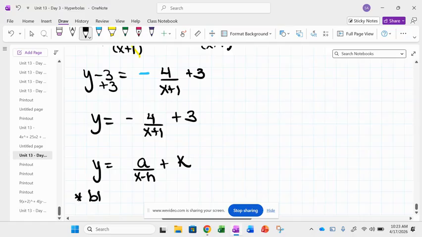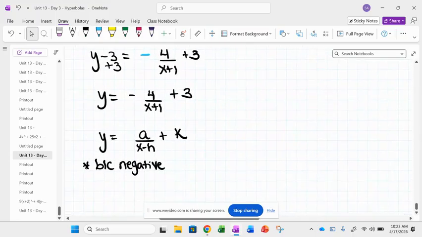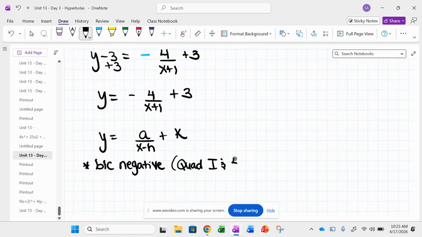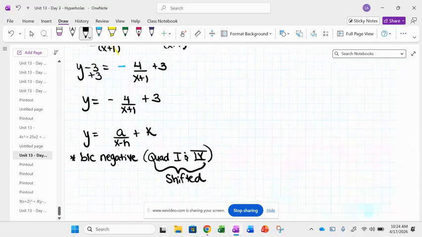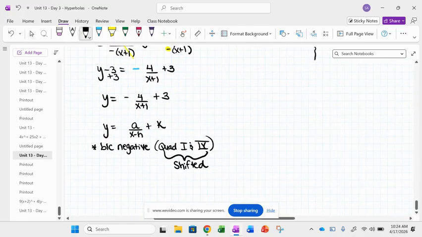I'm going to put a little star here because negative, what quadrants are we going in? Yep. So I'm going to say the quad 1 and 4 or the shifted quadrants 1 and 4. And you'll know what I mean in a minute. So quad 1 and 4, and I'm going to put shifted. And you'll see what I mean when I say shifted in a minute. So let's go here. Let's get this graph going.